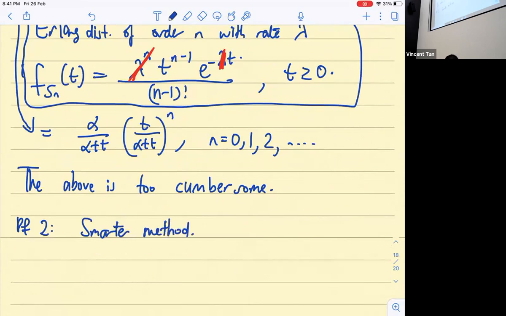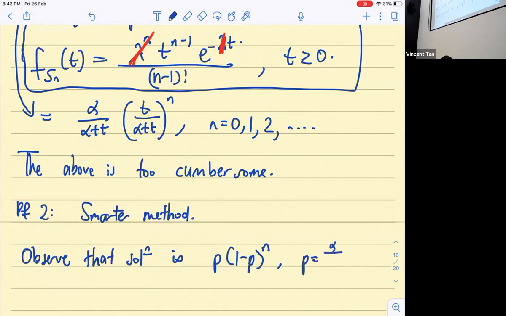We observe that the solution from the cumbersome method can be written as, oh, let's not introduce new notation, P times (1 minus P) to the n, where P is equal to alpha over alpha plus t. So this reminds us of something. n starts from 0.